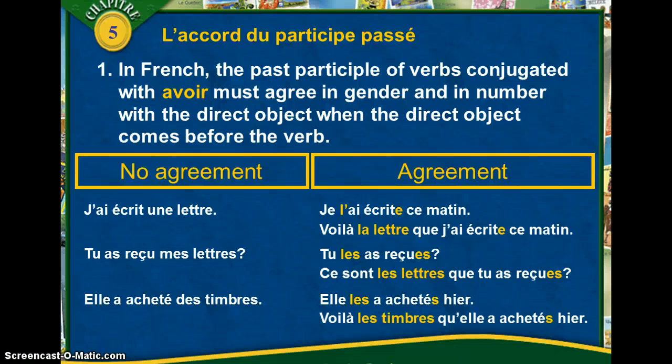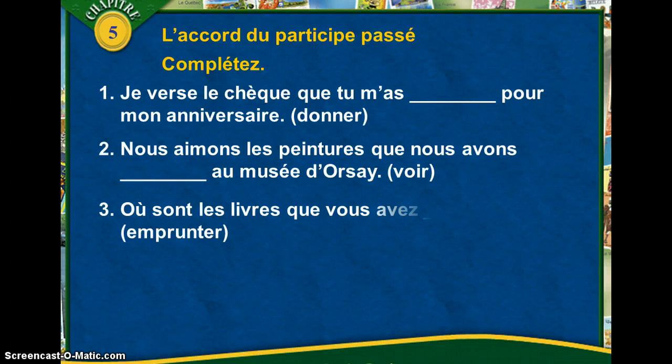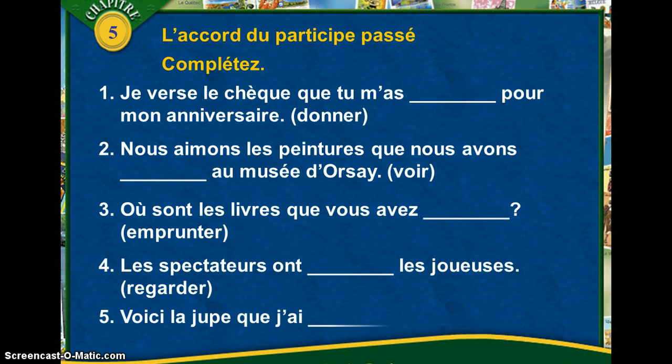So I'm going to give you 5 sentences to try to write the correct form of the passé composé in, and actually all you need to provide is the past participle. You don't even have to give the form of avoir because that is given to you. Write these down. You'll pause, you'll write these down, and when you're ready to see the answers, you'll just click play again.